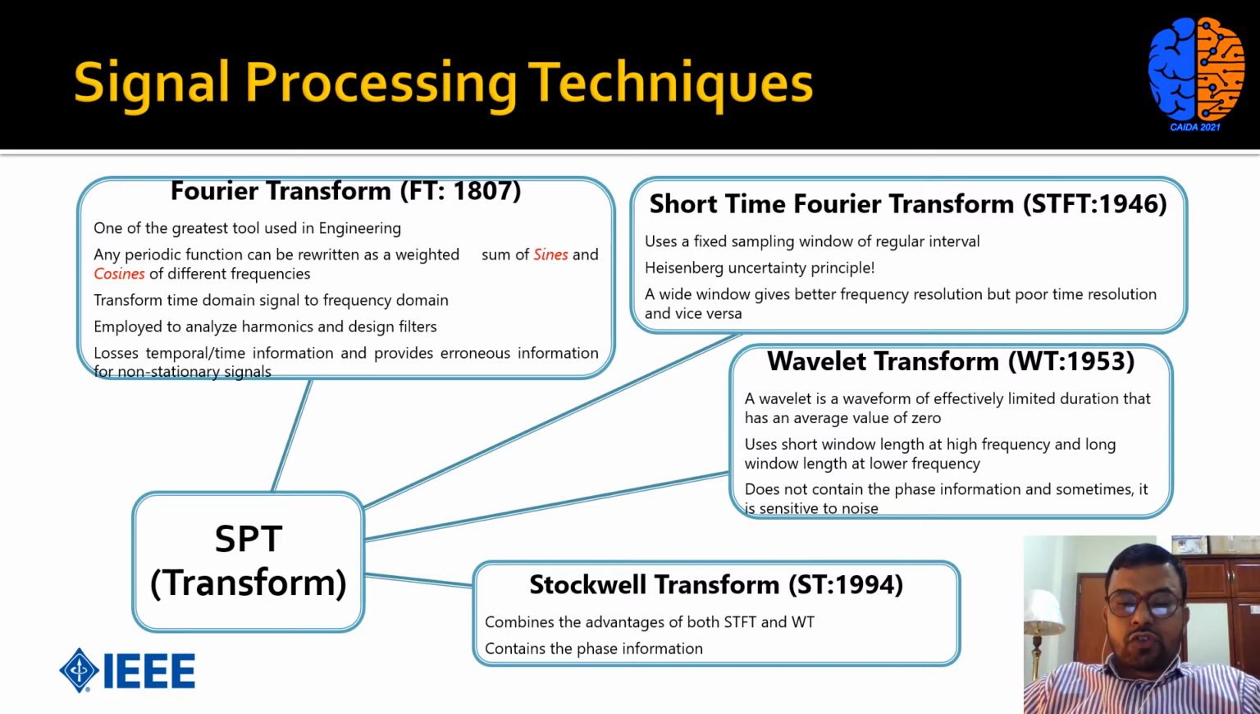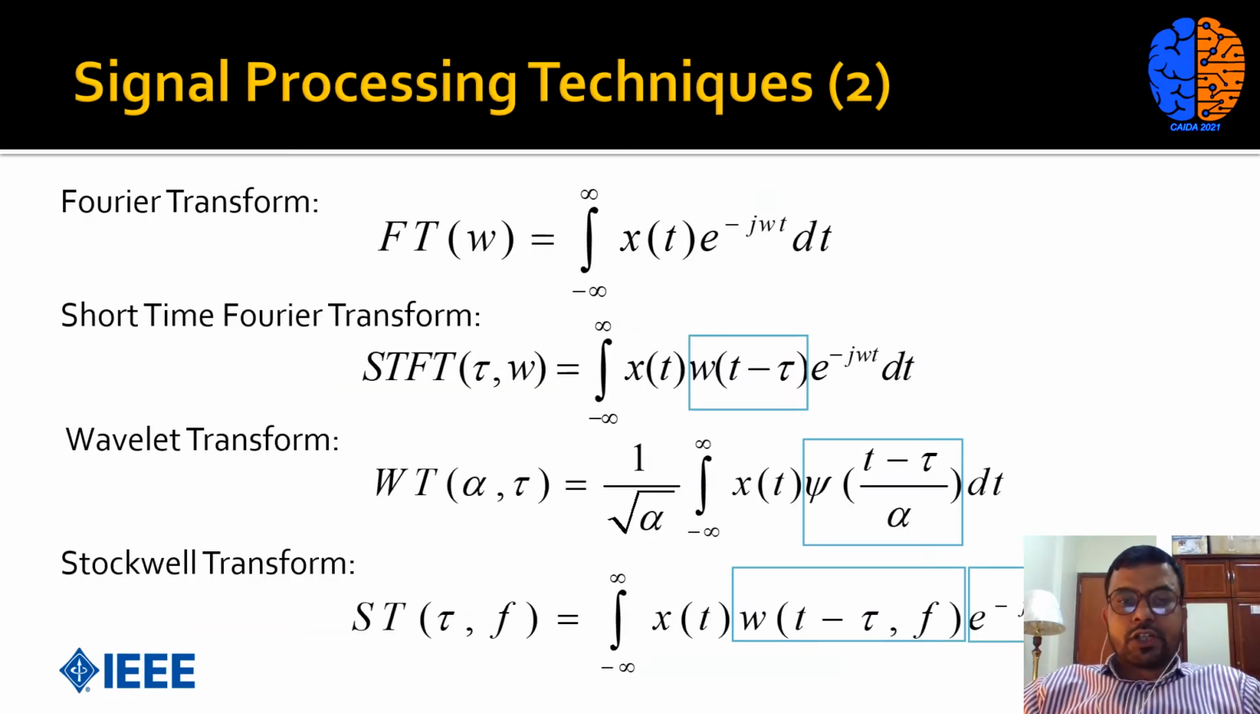To resolve the resolution issues, the wavelet transform was introduced. However, the wavelet transform does not contain the phase information and sometimes it is sensitive to measurement noises. In response, the Stockwell transformation was developed. It combines the advantages of short-time Fourier transform and wavelet transform. It contains the phase information as well as it is less sensitive to measurement noises. These equations represent mathematical modeling of different signal processing techniques.